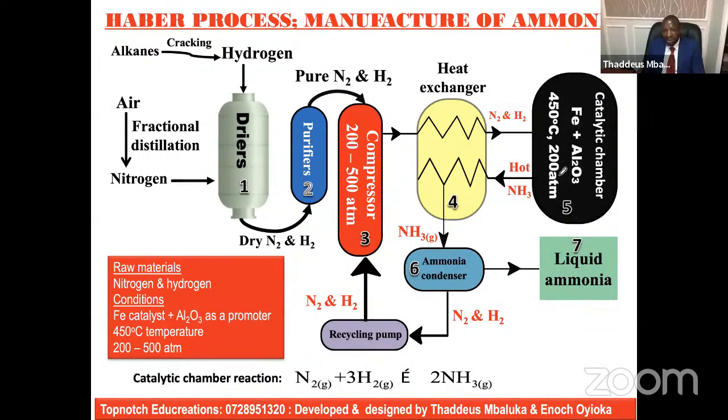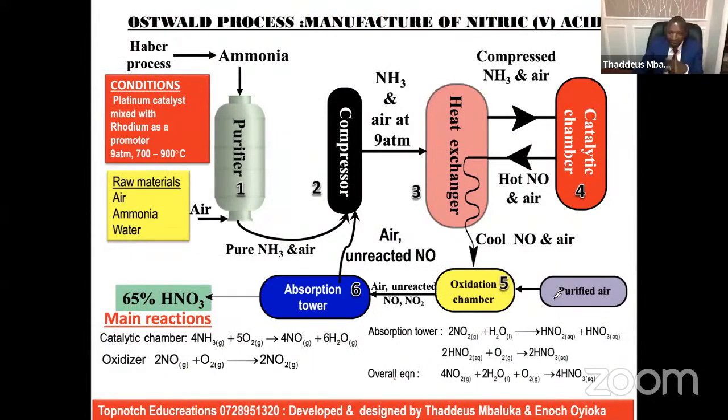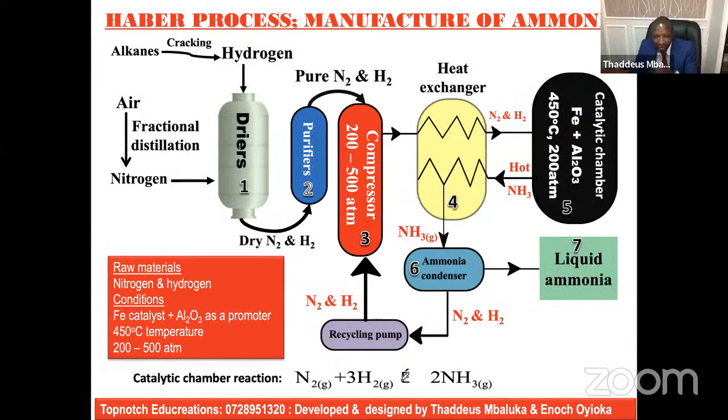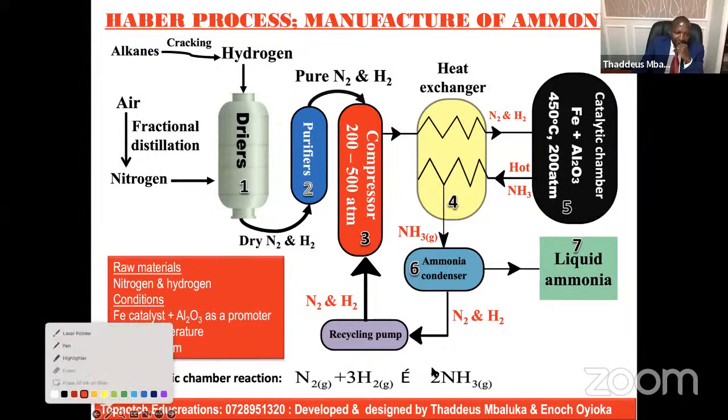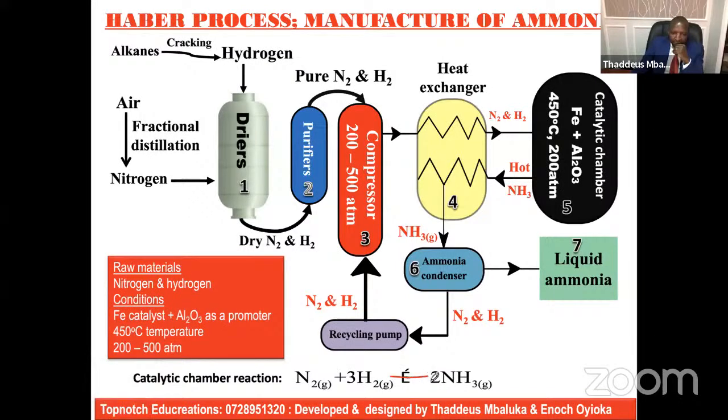Once you go to the heat exchanger, the gas is taken to the catalytic chamber, where we have the catalyst. The reaction occurs, forming ammonia. This should be showing you the reaction that takes place. It should be something like this for a reversible reaction. That's the equation that takes place there.